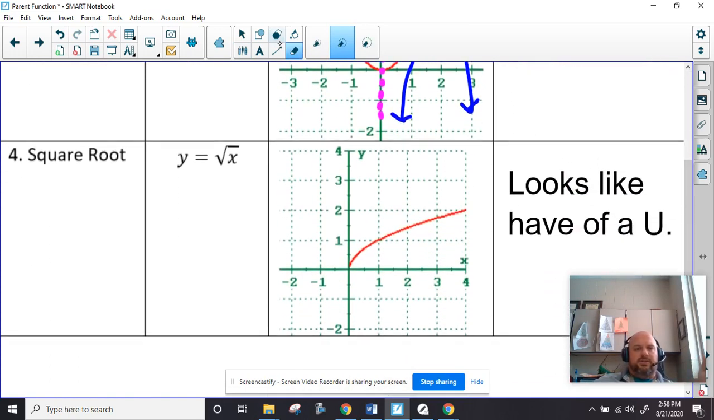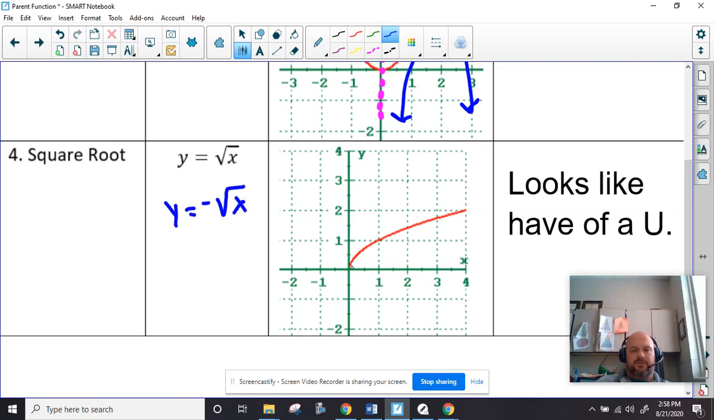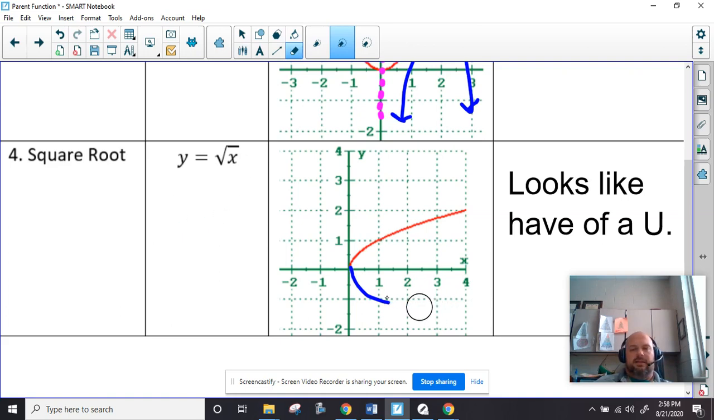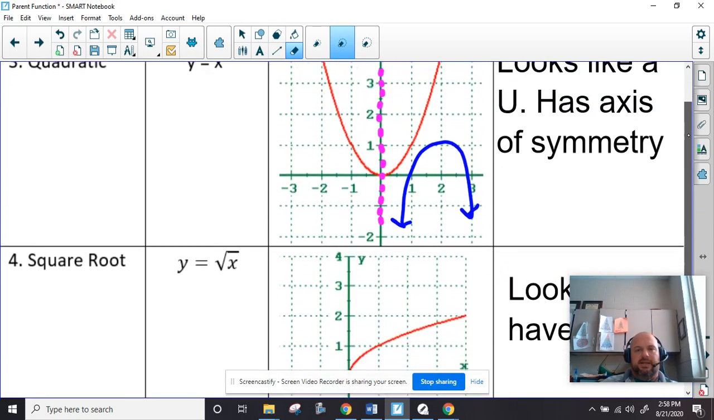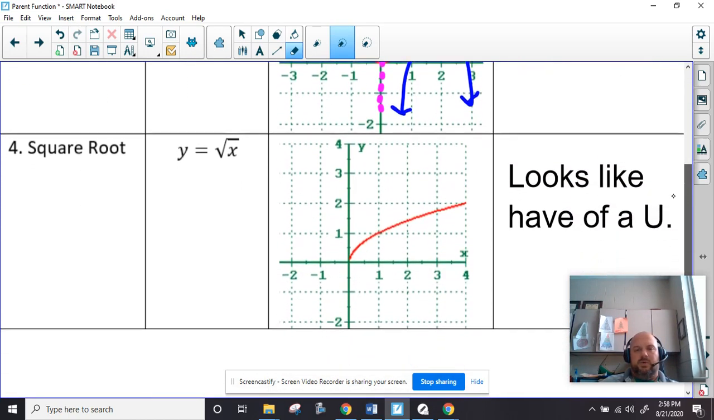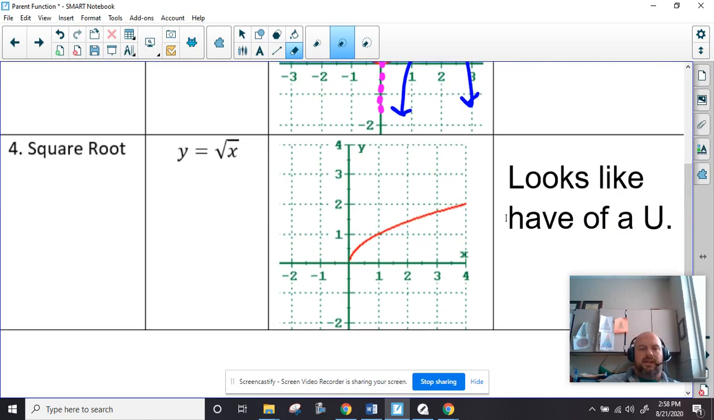All right, a square root function. I will tell you this is only the positive root. The reason these are two different functions is because if it looked like this, then it would not pass the vertical line test. So it looks kind of like half of a U. Think about it: a quadratic is x squared, it looks like that. This is a square root, so it's kind of half of it laying down. We actually found the range of this.